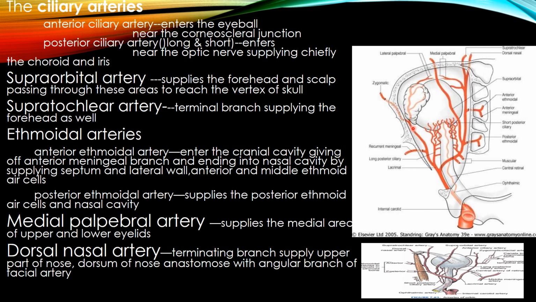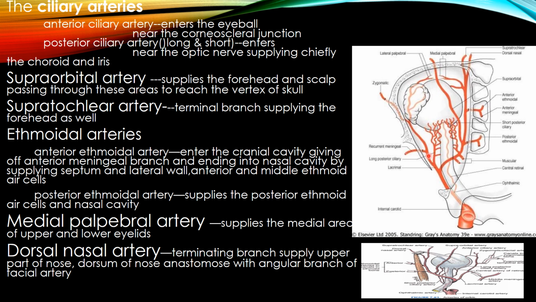Talking about the ciliary arteries, we have the anterior ciliary artery and the posterior ciliary arteries. Posterior ciliary arteries are long and short and enter near the optic nerve, supplying chiefly the choroid and the iris, while the anterior ciliary artery arises from the muscular branches of the ophthalmic artery.